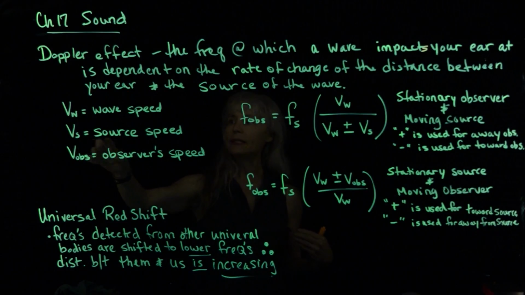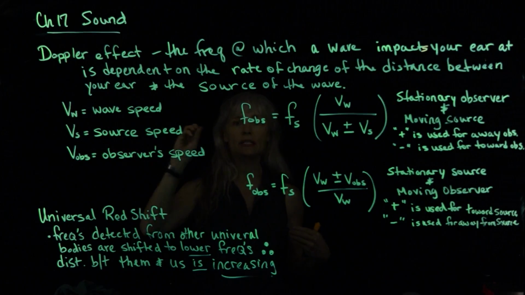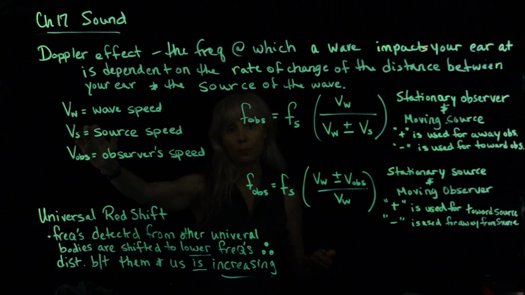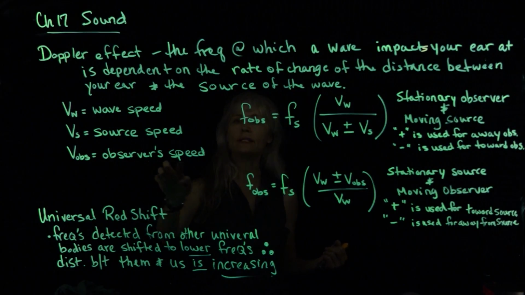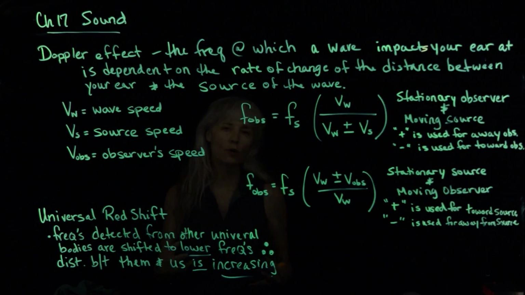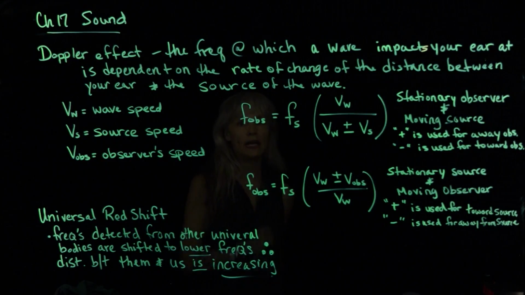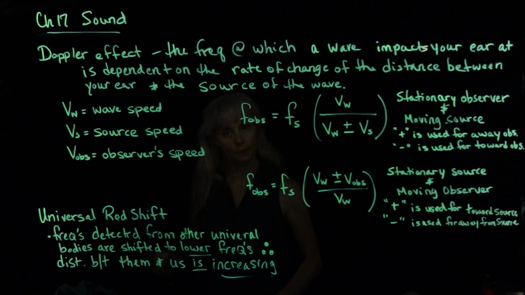V sub S is the source speed. This is how fast the entity that is creating the sound is traveling. For the problem that we were just talking about, it would be the ambulance's speed itself. V sub OBS is the observer's speed. Note there would also be a shift if the ambulance remained stationary and I went running toward the ambulance or running away from the ambulance.